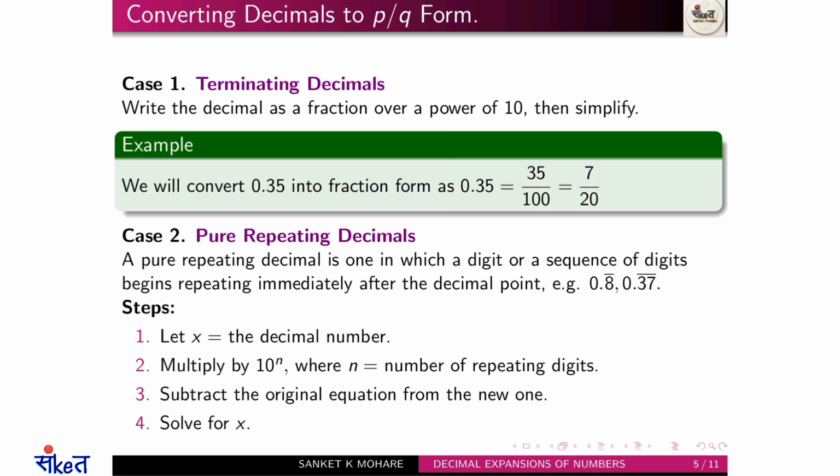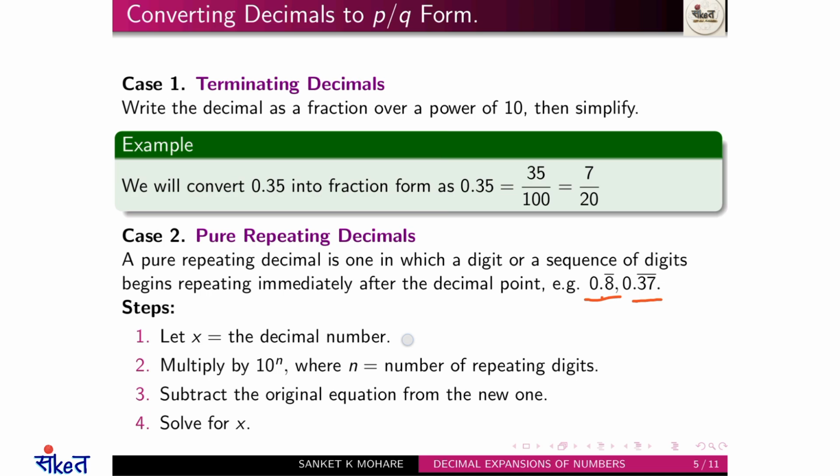For example, 0.8 bar. Here after the decimal point, 8 immediately started repeating. 0.37 bar. Here after the decimal point, the sequence of 37 started repeating. So such decimals are called pure repeating decimals. Now how to convert a pure repeating decimal into the form of p by q, where p and q are integers, q is non-zero. So here we have to discuss four steps.